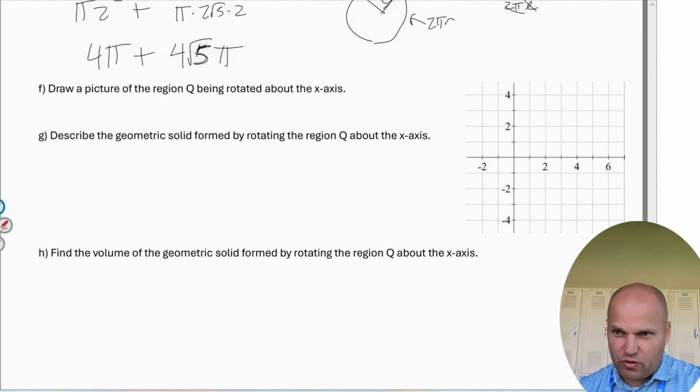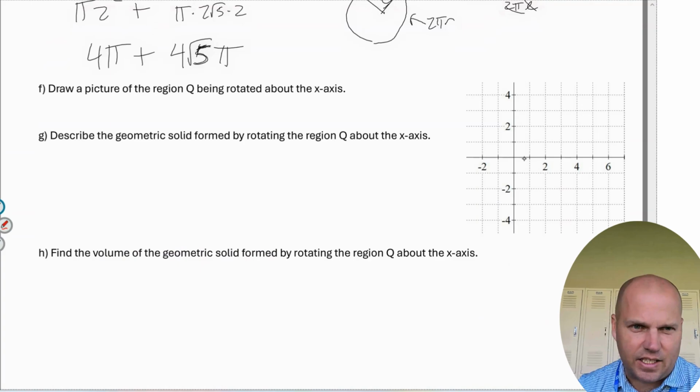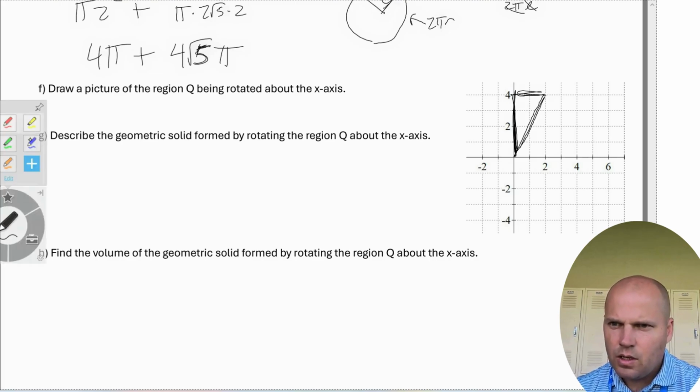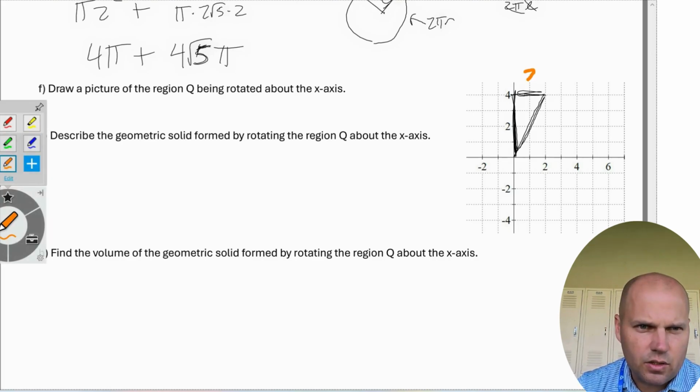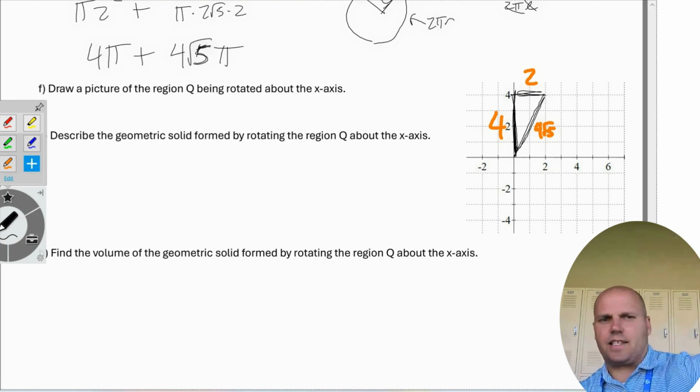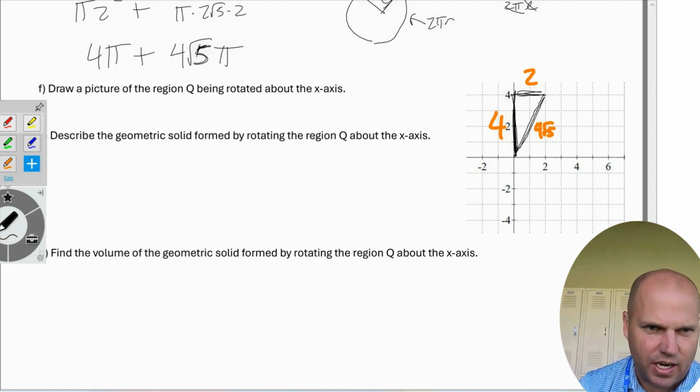What if I revolve this region around the x-axis? So here's the last one. Again, this is 2, this is 4. I don't know what it is. This is 4 root 5. All this around the x-axis, what happens? Well, you can see the circles are going to be on the left and the right side. We make this wheel type object.